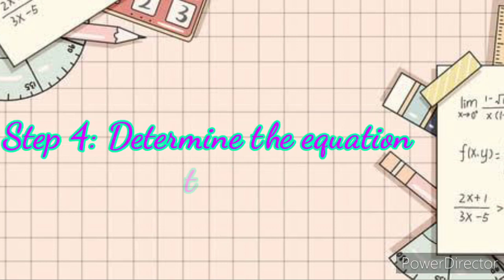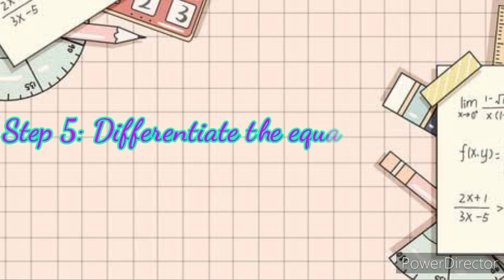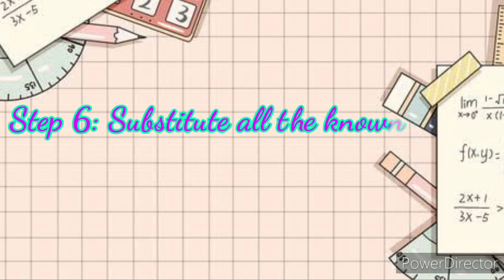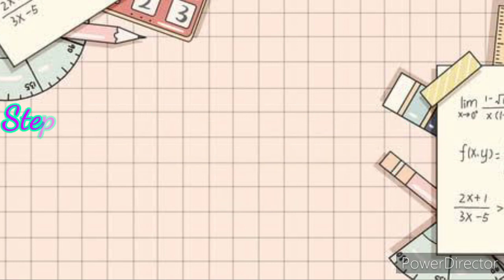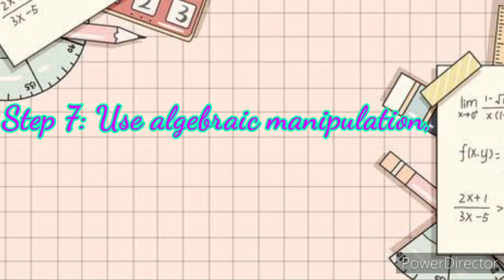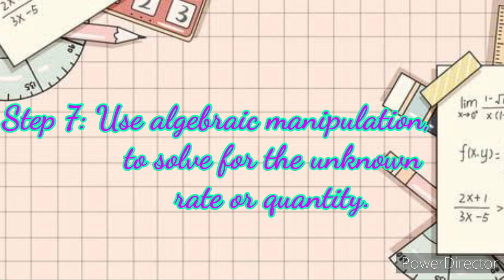Step 4. Determine an equation that involves the variables. Step 5. Differentiate the equation in step 4. Step 6. Substitute all known values into the differentiated equation. And lastly, step 7, is to use algebraic manipulation to solve for the unknown rate or quantity.